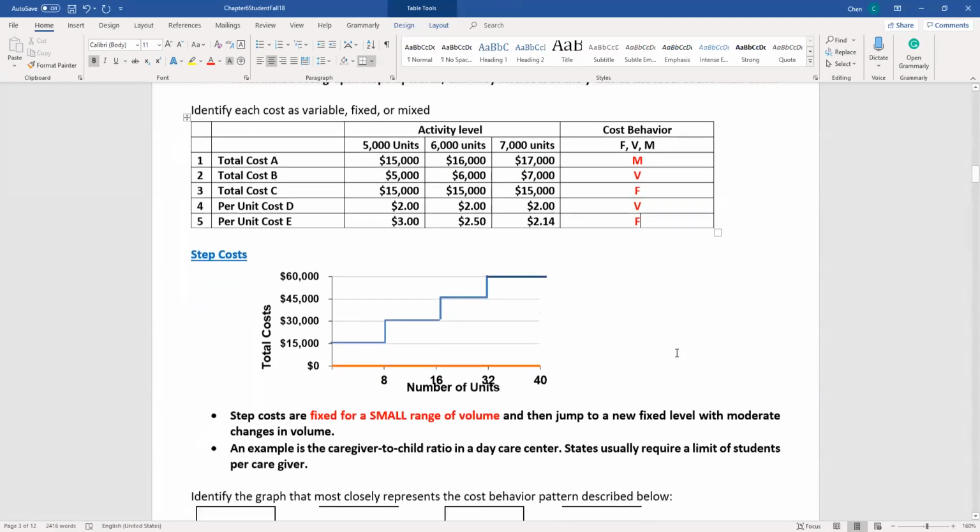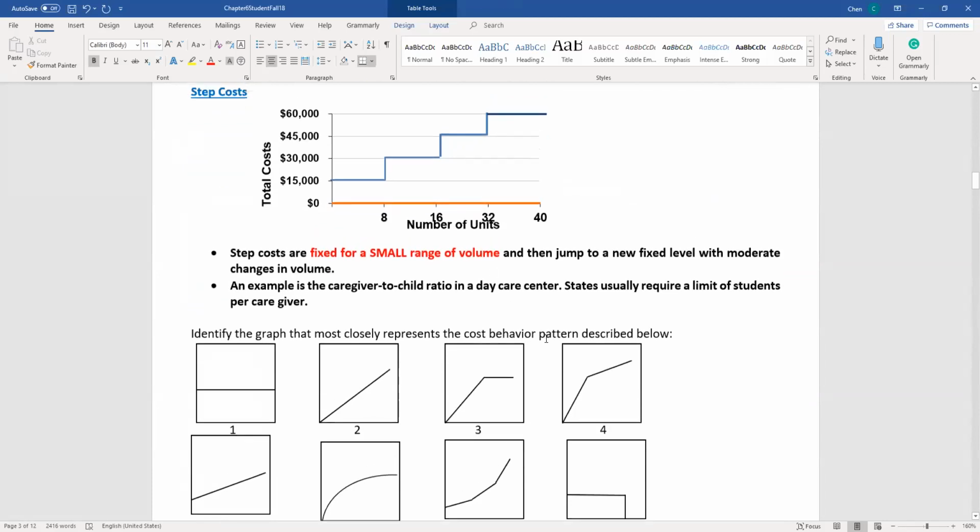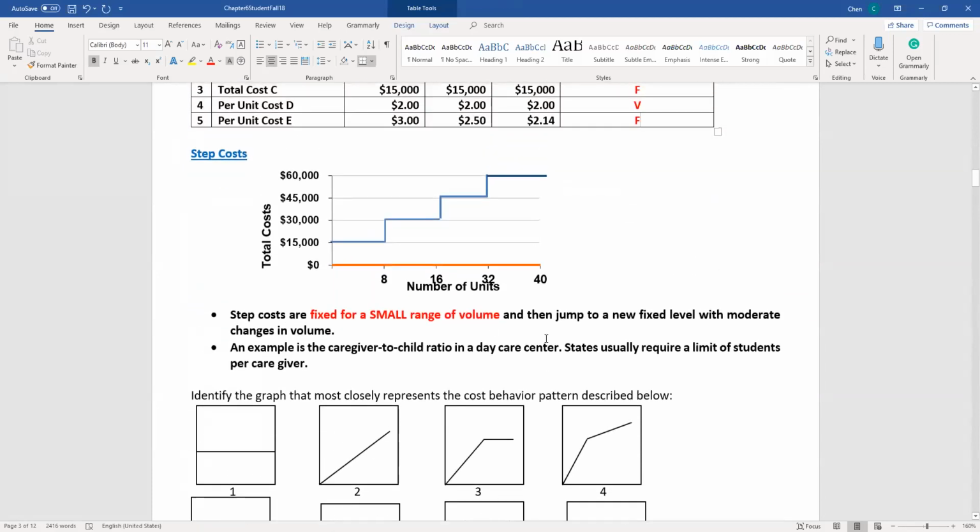Okay. Step cost. Step cost stays as a fixed cost for a small range of volume and then jumps to a new level with a moderate change in volume. And a very good example is the caregiver to child ratio in a daycare center. For say, 2-year-olds, the caregiver to child ratio is 1 to 8.